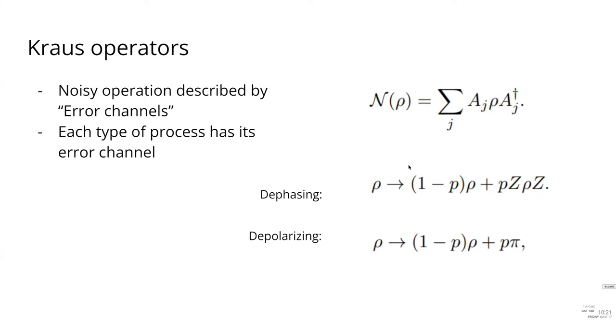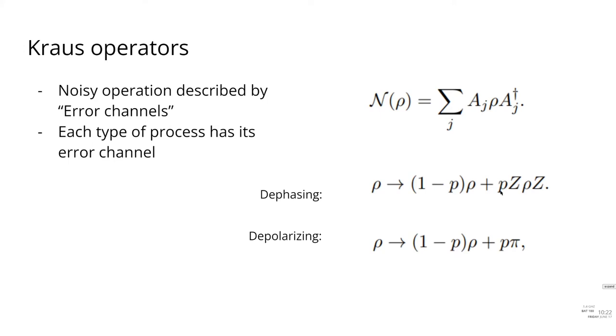For example, if you have something called dephasing noise, where there is some probability that you flip your information about the phase of the system, it can be described as a channel where you move from rho to 1 minus p times rho. That would correspond to having no error. 1 minus p would be the probability that you don't have an error.